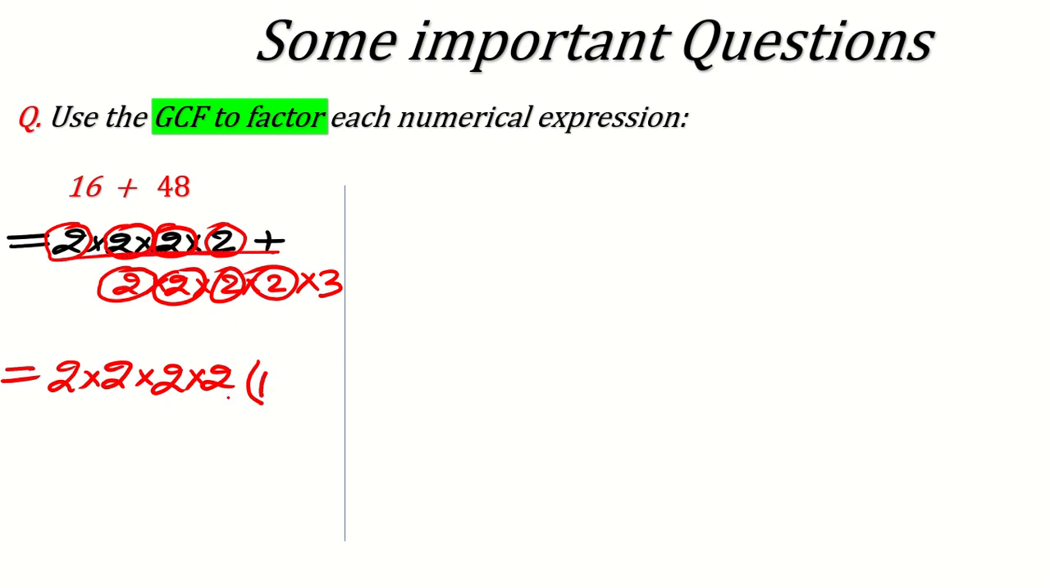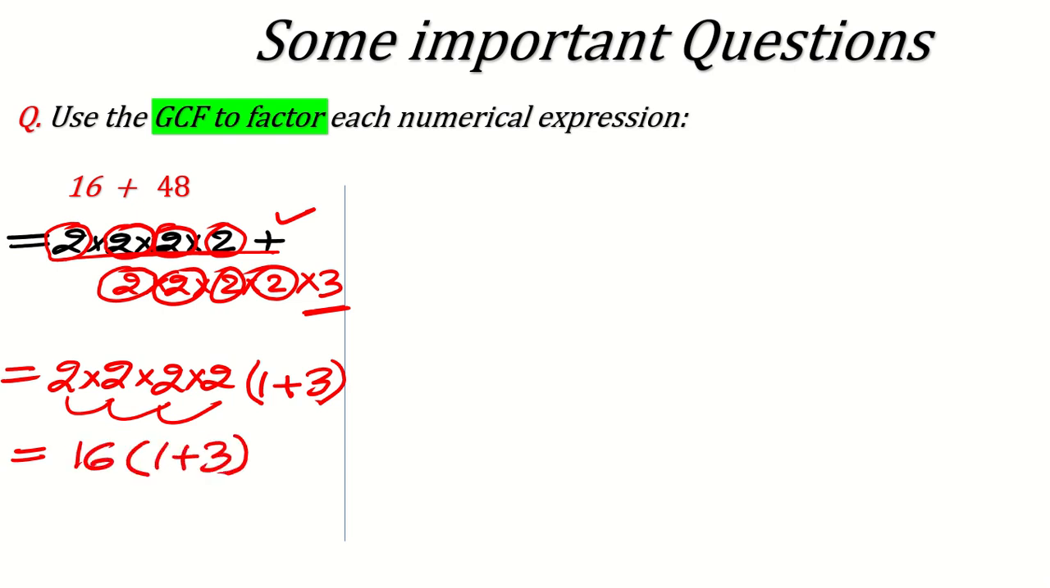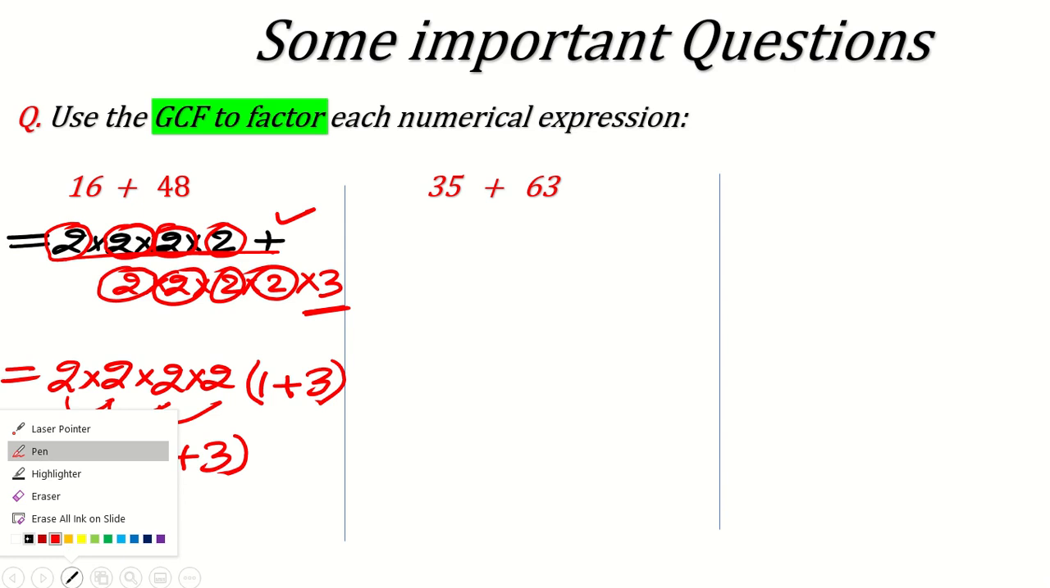So you will write here 1 plus, because this is plus here. And in the last expression, you can see 3 is left here. So you write 3 here. Now simplify. 2 multiply 2, 4. 4 multiply 2, 8. 8 multiply 2, 16. So 16 times (1 plus 3) will be the answer. Okay. Similarly, let's talk about this question in the same way. Okay. I'm sure you have understood this question.